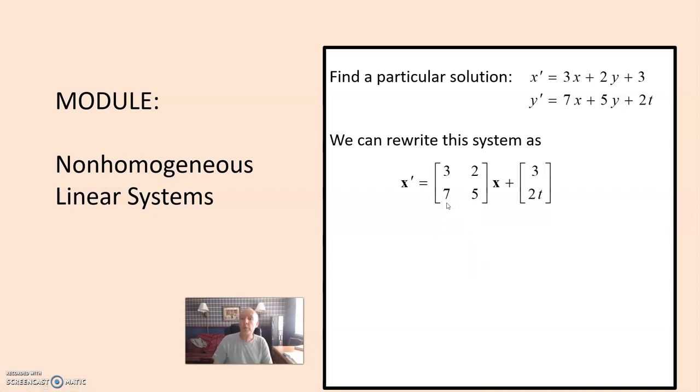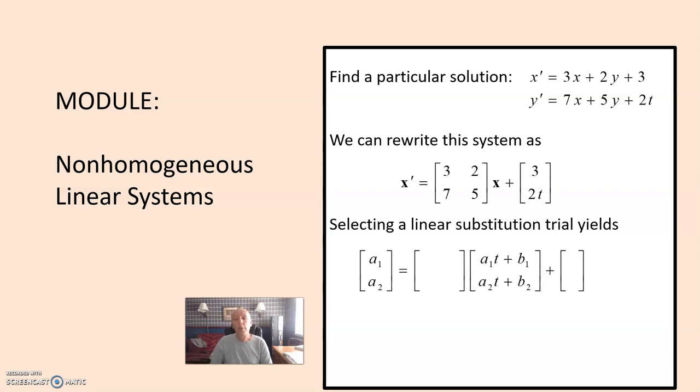Notice here that we can rewrite our system as follows: the vector x' is equal to the 2 by 2 matrix, 3, 2 in the first row, 7, 5 in the second row, times vector x, plus the column matrix 3 and 2t.